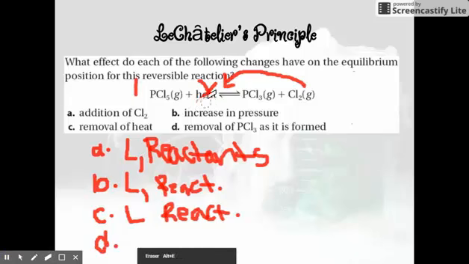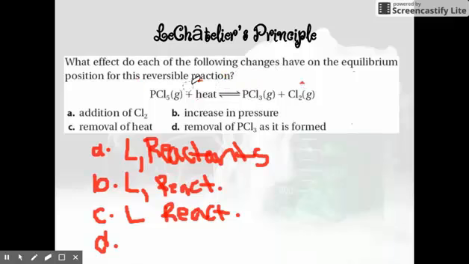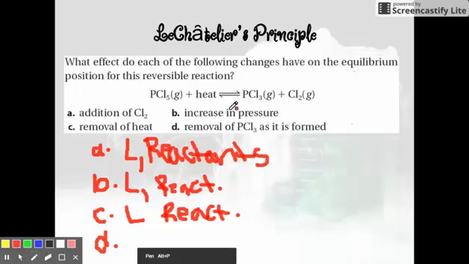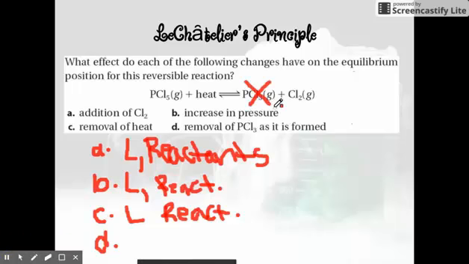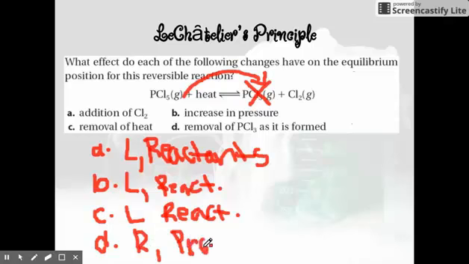And then finally for D, it says we're going to remove some of our phosphorus trichloride. So we're removing one of our products. So we're going to shift then to the right, or towards our products, to make more of that.